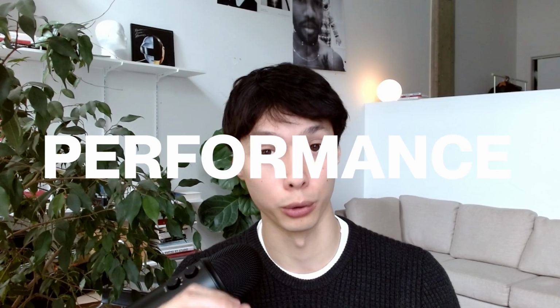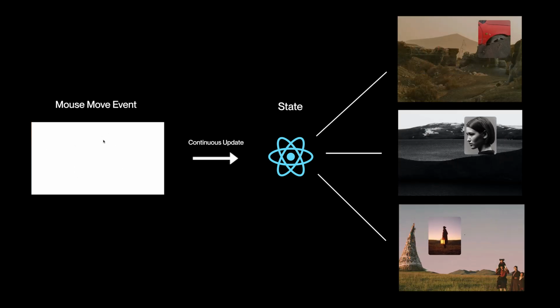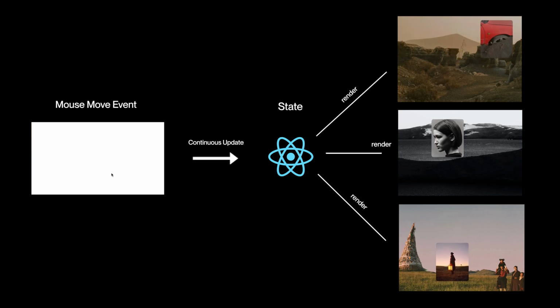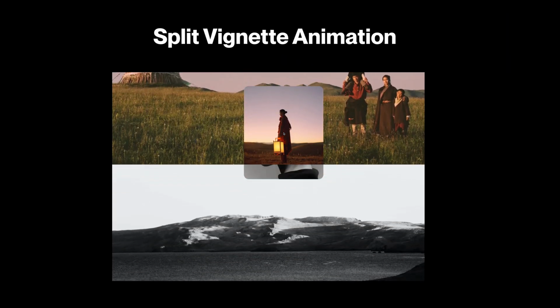I was talking with someone who pointed out how using the state for animation can sometimes hurt performance. And I have to agree with him. When you are continually updating a state, for example, on mouse move, and that state is shared across multiple components, it forces all of them to continually re-render, and that's not good. This animation is a good example that reflects this problem.